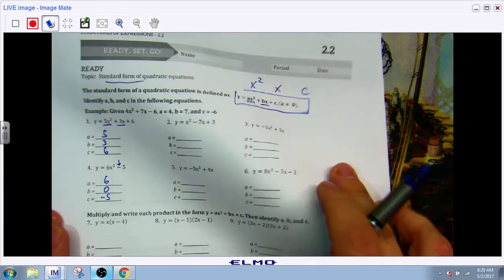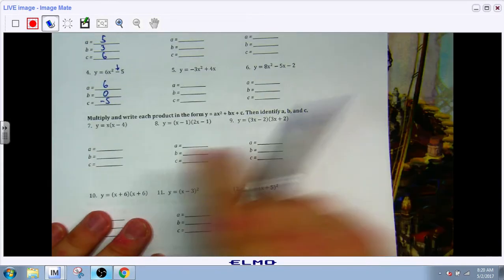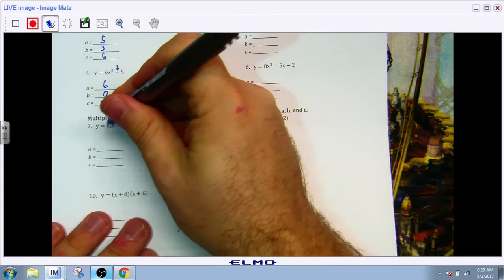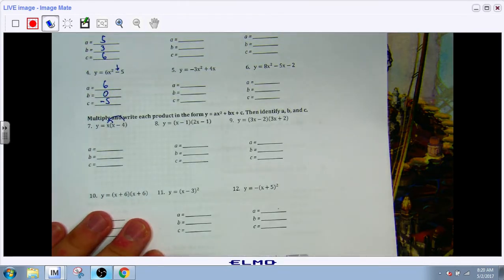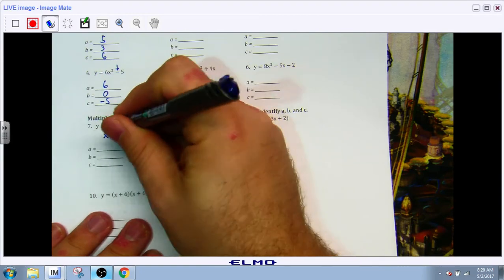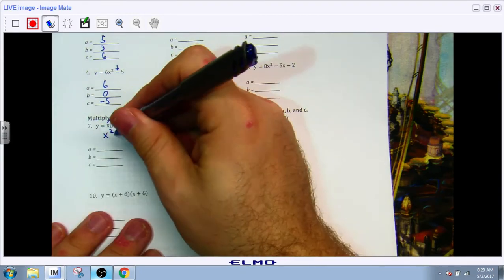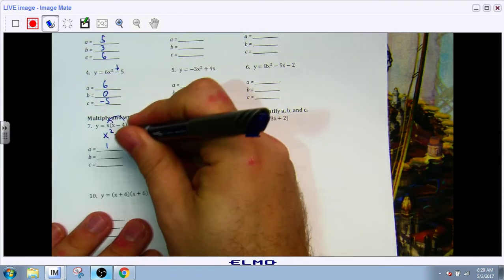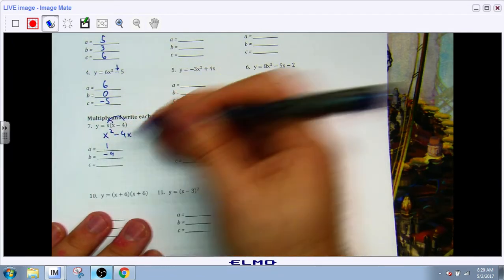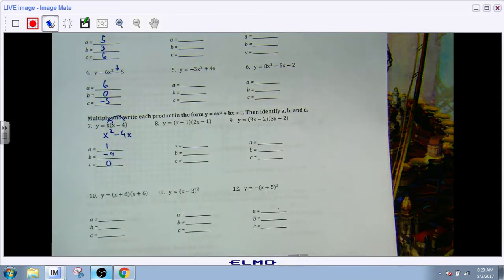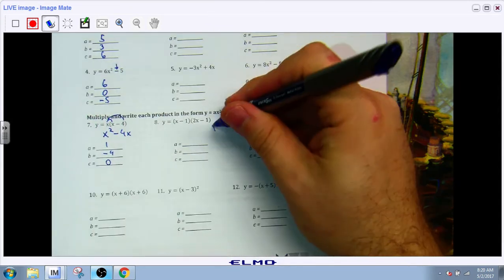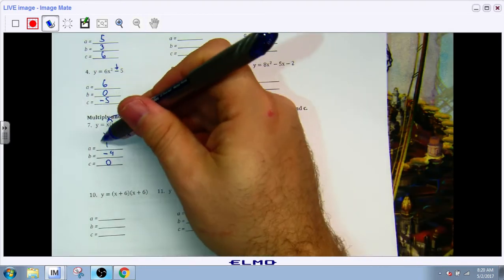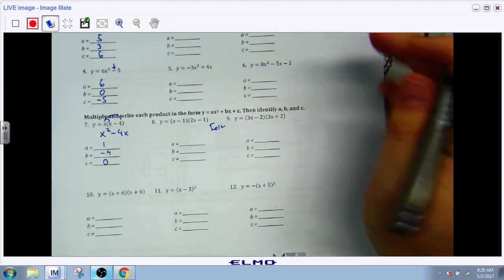Next, this section asks us to do a little bit more playing with it. It wants us to multiply it out and then write it and identify the a, b, and c. So here, I'd have to distribute my x, giving me an x squared, and you can see I'm already jumping the gun a little bit, minus 4x. Okay, so now my a is 1, my b is negative 4, and my c, I don't have a c, so it's 0. So you'll see that we have to do some foiling, et cetera, to be able to do these. But then you want to identify what your a's, b's, and c's are. Make sure you combine all of your like terms.